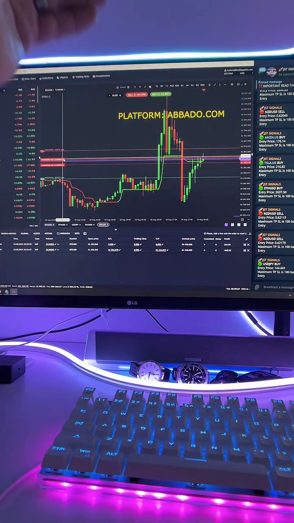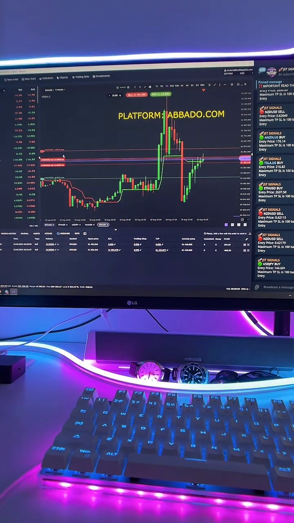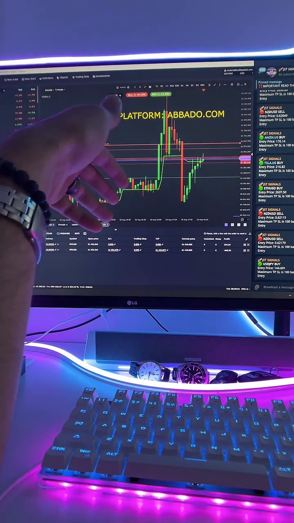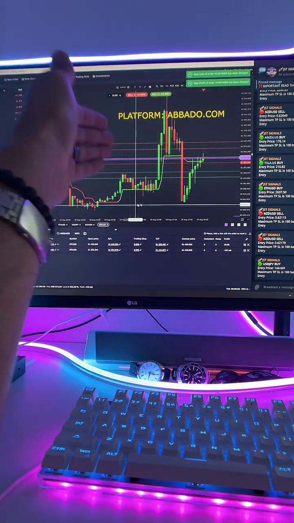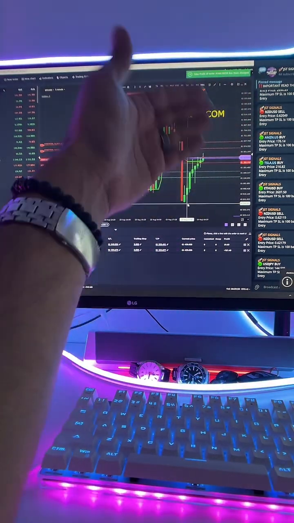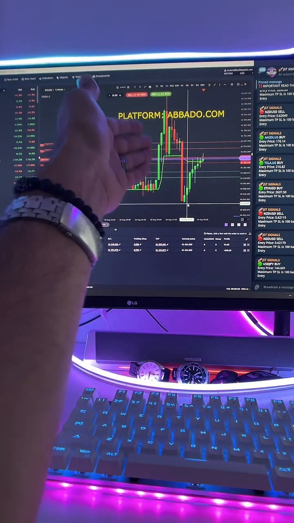ZZ is saying losing is part of the game. You just have to control your risk. Exactly, ZZ. That's the thing that a lot of people fail to understand, though. You're never going to be 100%, but at the end of the day, as long as you have more winning trades than losing trades, that's really what matters.